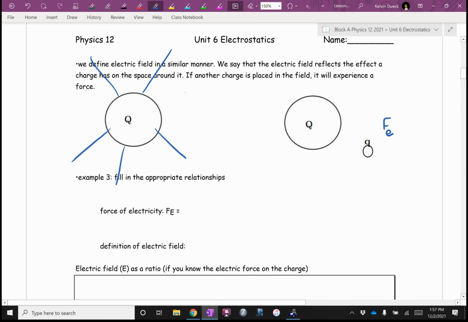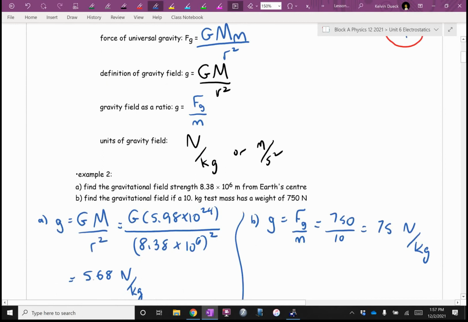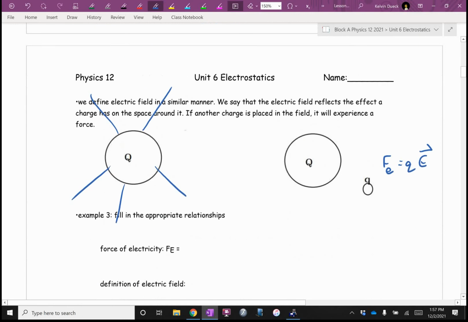How will you calculate it? Look up, look up. Everybody look up. Keep looking up. Little q times E. Hey, doesn't that look an awful lot like mg? That's the electric force there. Charge times electric field gives you newtons. The same way mass times gravitational field gives you newtons.